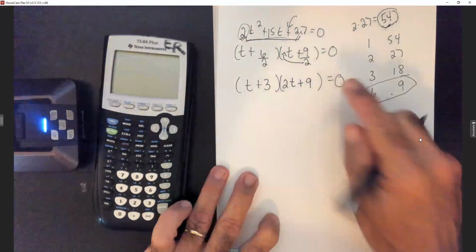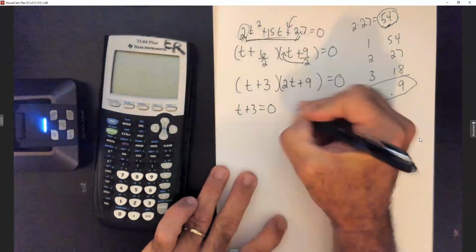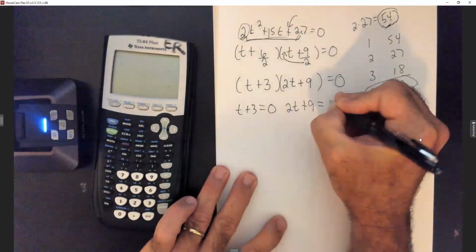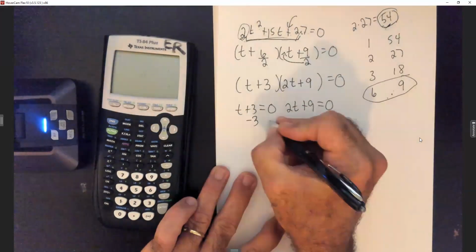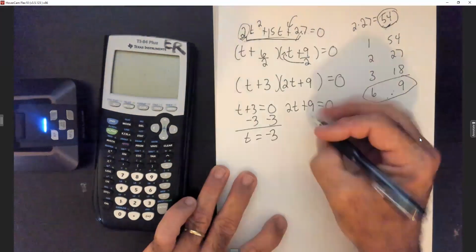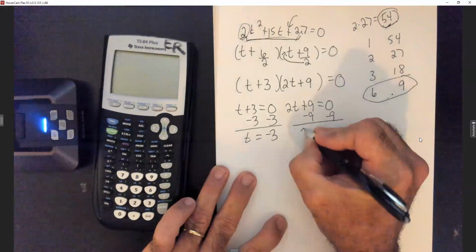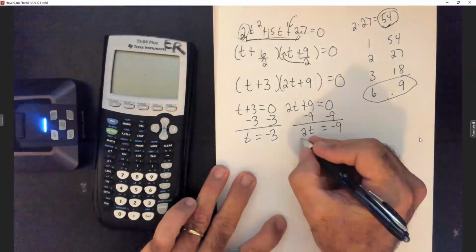Now, I would set both my factors equal to my 0. And then solve them. So the first one, you would subtract 3. You get t is a negative 3. Second one, you got to subtract 9 first. So you get 2t equals negative 9. And then divide both sides by 2.